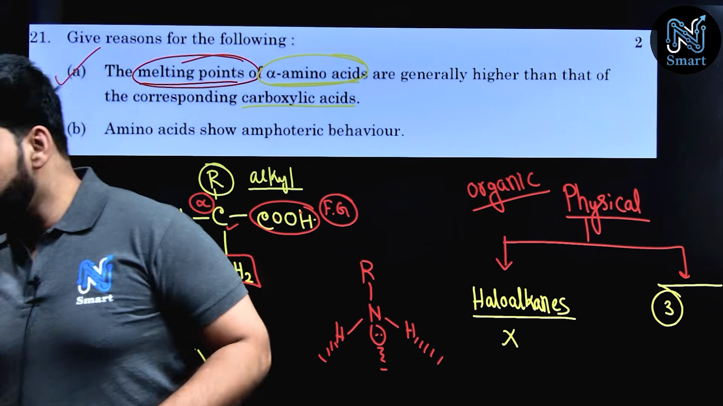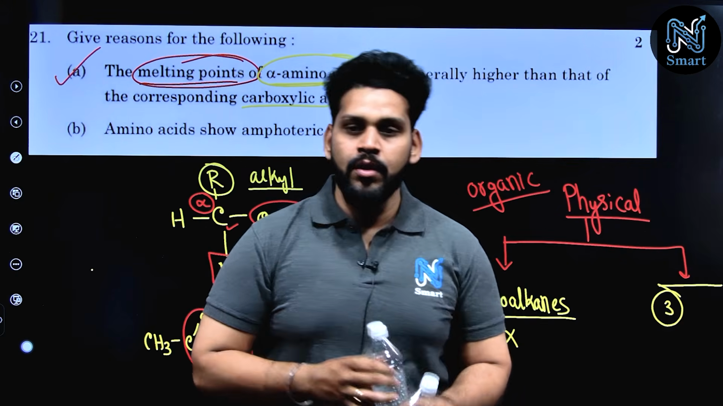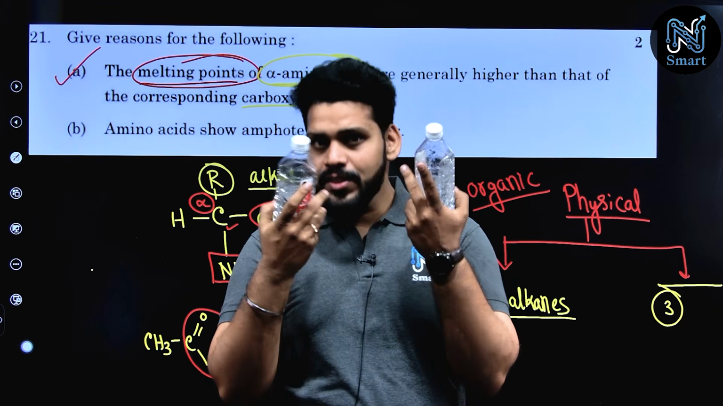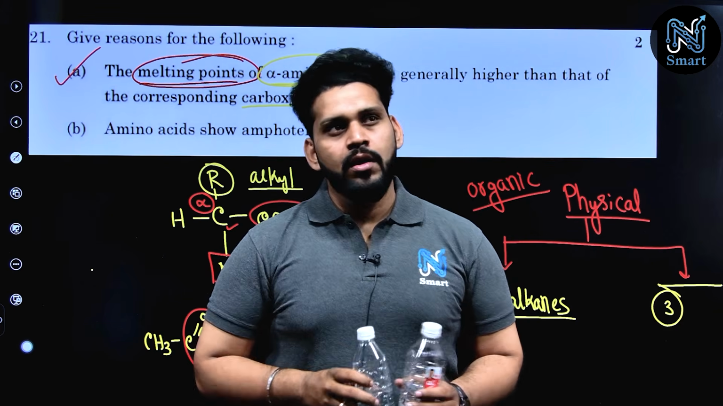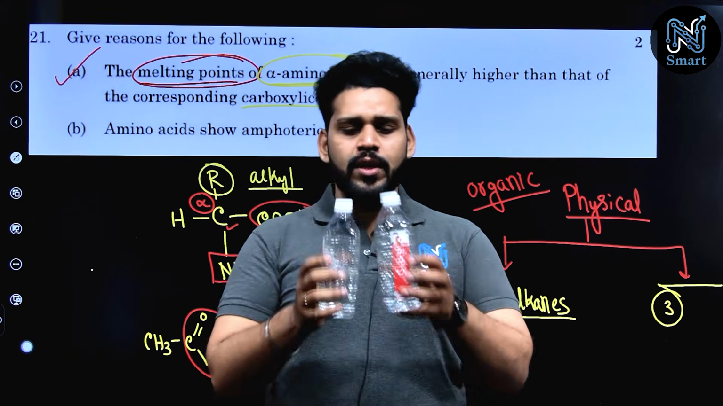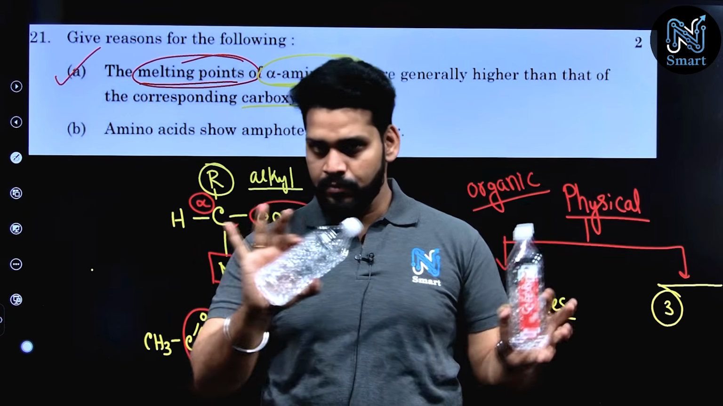Okay, let me take an example for you. Let's say I have 2 bottles of water. Okay, I have 2 bottles of water, right? Let's say, what is the melting point? What is the boiling point? See, if I say there is a solid, there is a liquid, there is a gas. What's the difference between them? Solids are strictly connected to each other. Liquids are a little bit far away. Gases are even farther away, right?